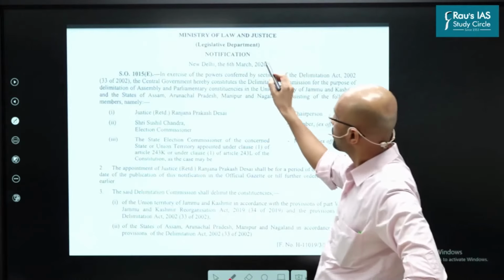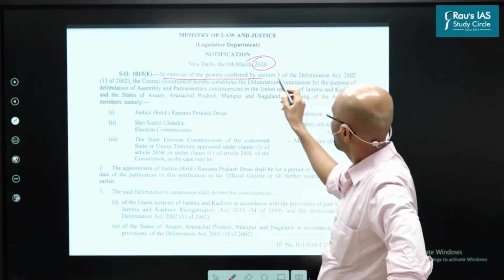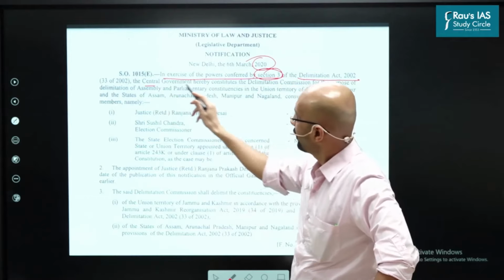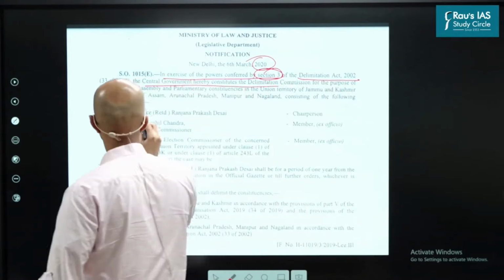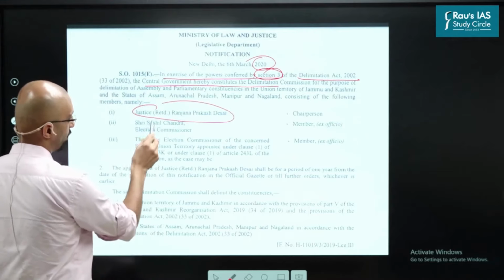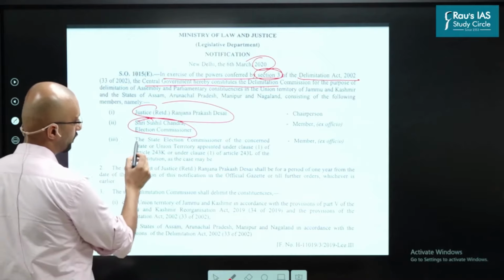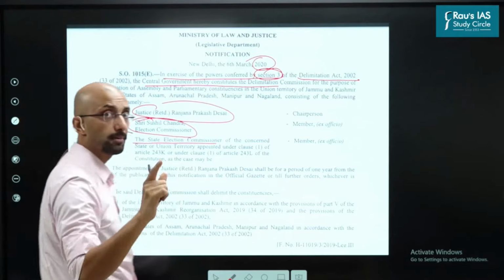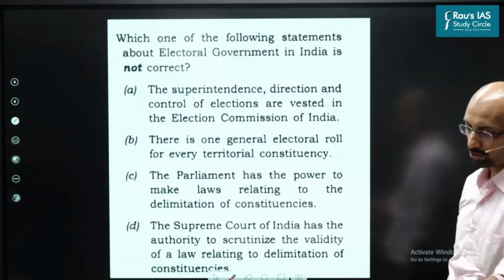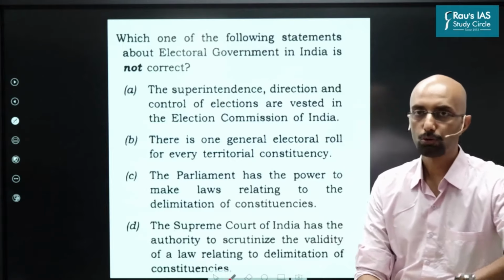Now, this is the latest commission set up for Jammu and Kashmir in exercise of the powers conferred by Section 3 of the Delimitation Act. The central government constitutes the following commission: a Supreme Court judge, a retired judge, as chairman; the Election Commissioner as member; and third, the State Election Commissioner; and then associate members, 5 MPs and 5 MLAs of the same state. Look at this question which UPSC has asked. I hope you all can now solve this question.